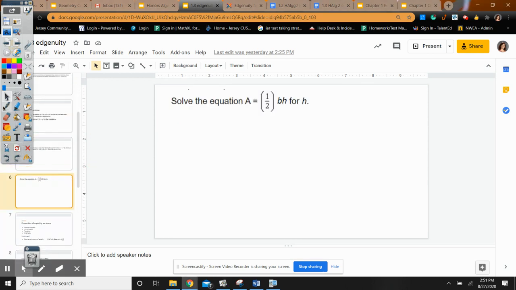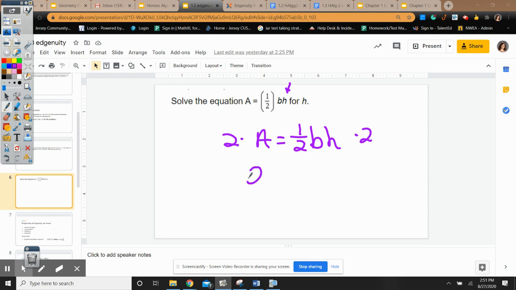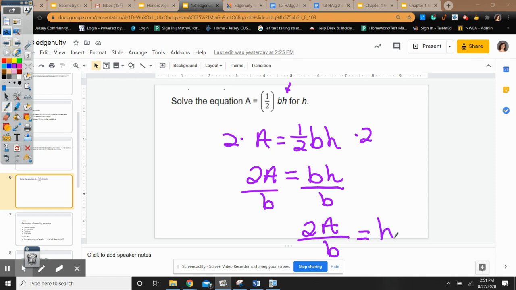How about this guy? A equals 1/2 base times height. We're going to try to get height by itself. This is the area of a triangle. To get height by itself, the first thing I prefer to do is to move that fraction. You could move two things at once if you wanted, but I'm going to multiply both sides by 2. So now I have 2a equals bh, and I'm going to divide both sides by b, and I'll get 2a over b equals h.